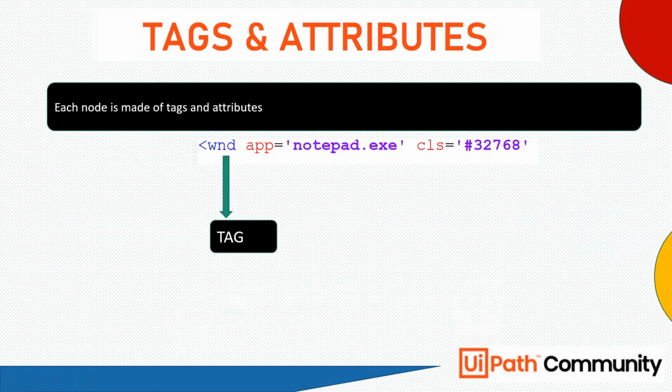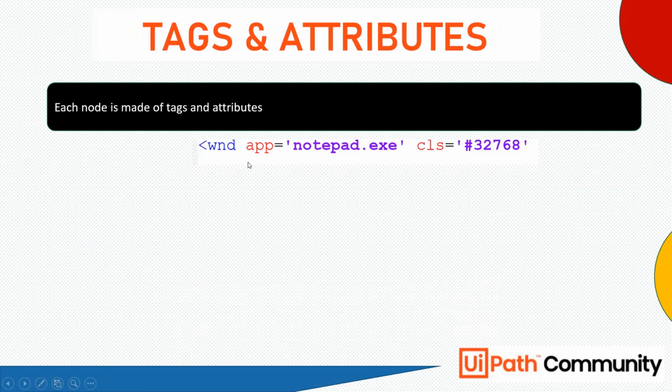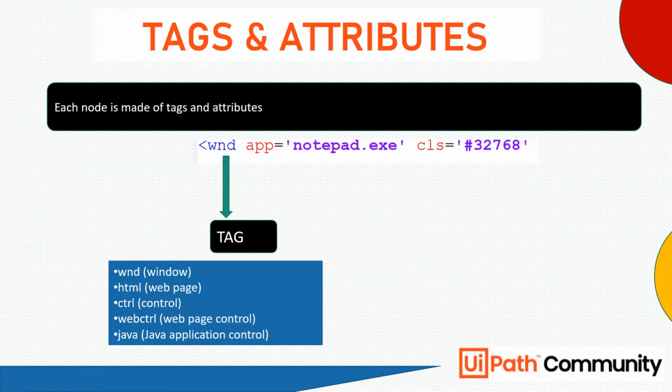Each node is made up of tags and attributes, right? So we have seen a selector is made up of nodes, 1, 2, 3, and each node is made up of tags and attributes. So the first one is called a tag.